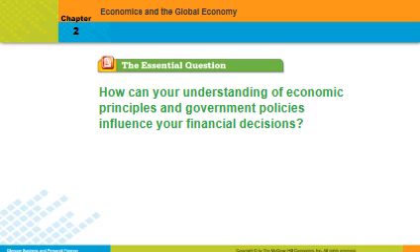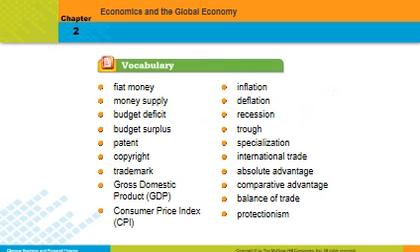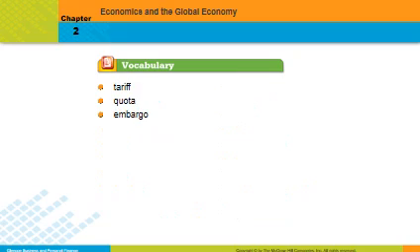Our essential question is, how can your understanding of economic principles, which we covered in last chapter, and government policies influence your financial decisions? We have some vocab here, starting with fiat money, money supply, etc. These are all listed on Quizlet, and there is a link to all of these vocab words and their meanings.